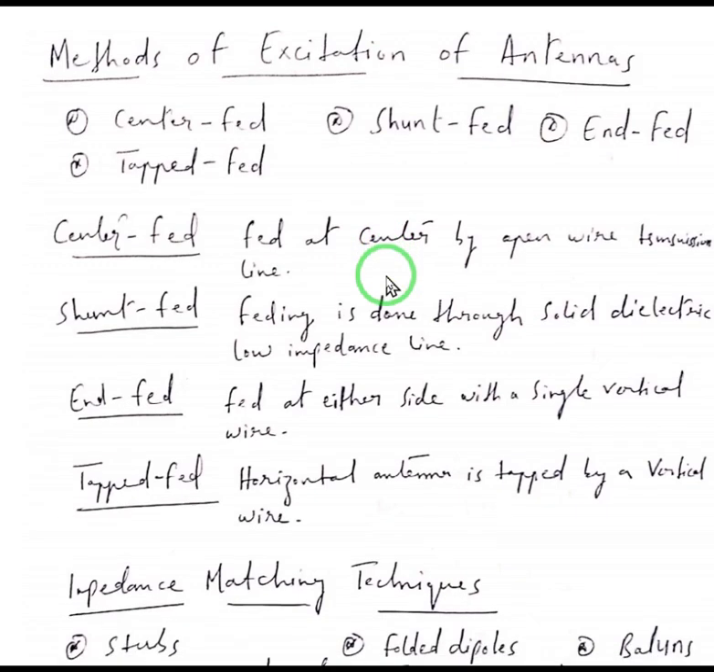In center feed, we want to excite the antenna from the center. We have to give the source at the center of the antenna by open wire transmission line. If we are talking about the shunt feed, the feeding is done through solid dielectric low impedance line, that is called shunt fed. That is fed through solid dielectric low impedance line.